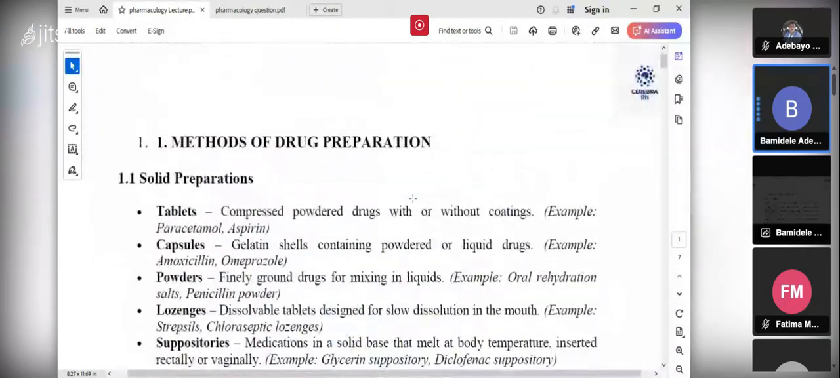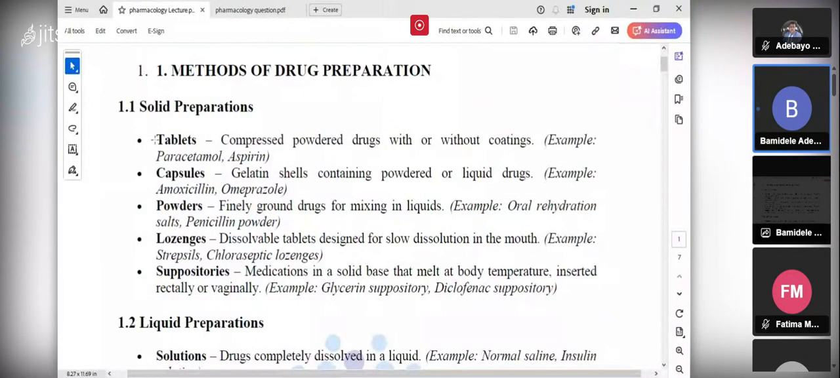Now, under the solid preparation, we have tablets. We all know what a tablet is. It's a very common mode of drug preparation that we know. We have paracetamol tablets. We have aspirin tablets. We have so many tablets. Our fluconazole antibiotics, both of them come as tablets. So I think that's self-explanatory.